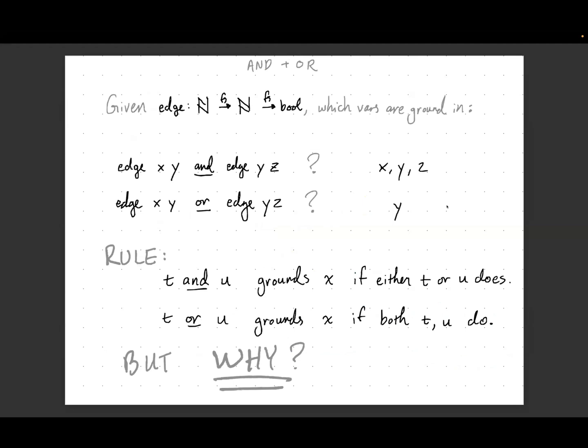Given some relation, edge, right? Which variables are ground in these two expressions? Edge xy and edge yz? Well, all three of those variables are ground by that expression, x, y, and z, right? There's only going to be finitely many x's that make that true. Same for y and z. But if I change that to edge xy or edge yz, only y is ground by that expression. Does anybody see why? Why doesn't this expression ground x, for instance?